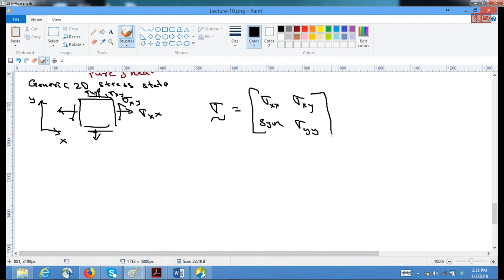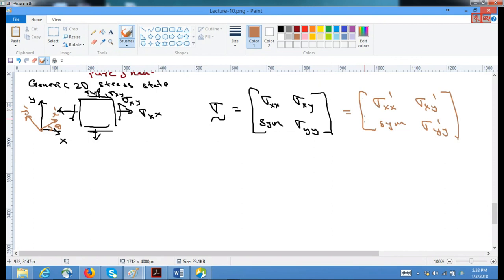Now, if I start looking with an axis, which I call x dash and y dash, instead of looking from x and y, then I will have sigma xx dash, sigma xy dash, sigma yy dash, which is again symmetric. These components are not the same.